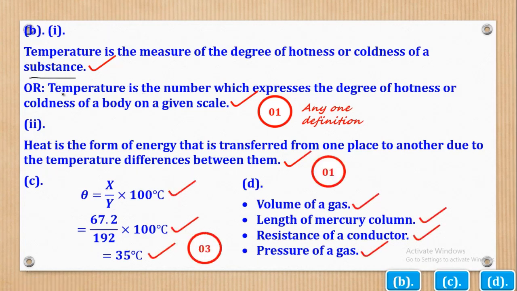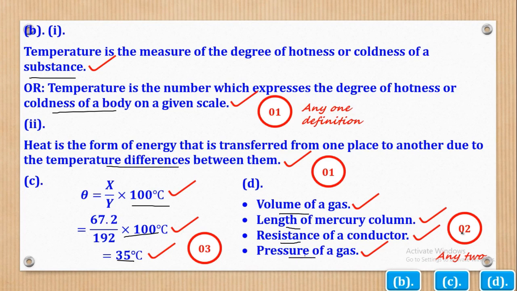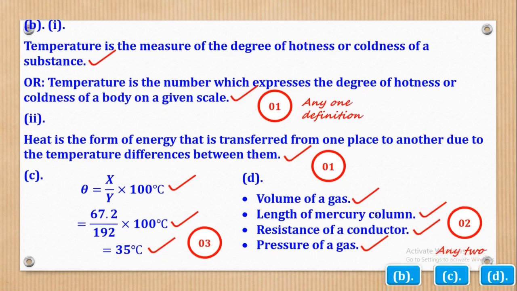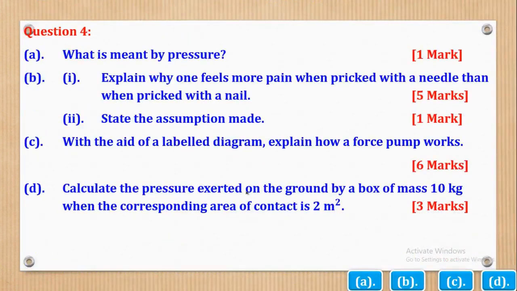So here you choose one definition, that is 1 mark. Here I write this definition, 1 mark. Here formula, substitution, output, that is the 3 marks. Here you choose any two, you write only any two, and you'll be able to get your 2 marks. So that was question 3. Now we shall go to question 4.